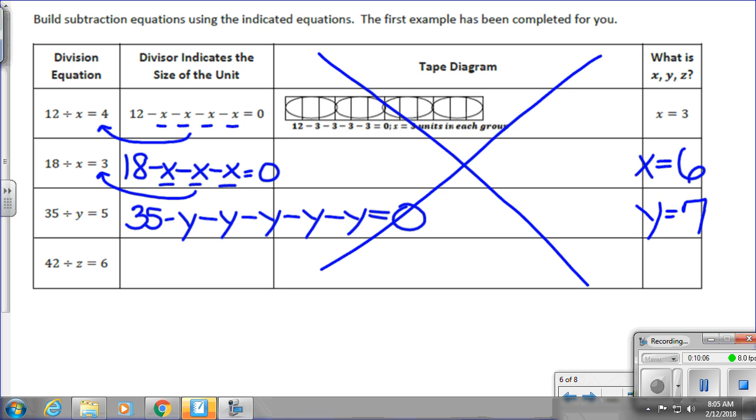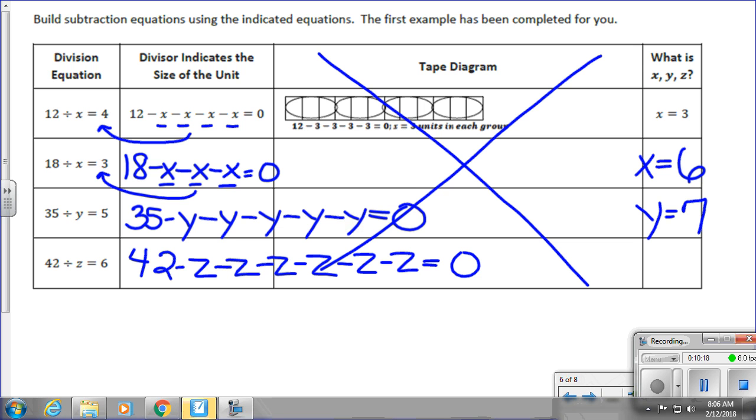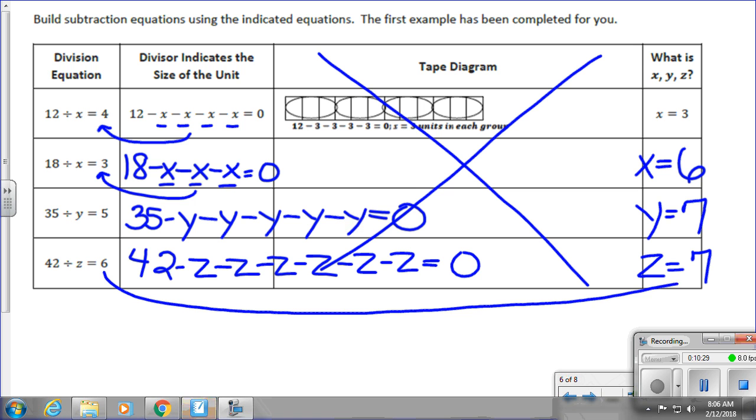Okay, and the last one, how many z's will I subtract? Minus z, 2, 3, 4, 5, 6. Remember, set it equal to 0. And what's the value of each z? 7. And in case you're wondering if you're doing it correctly, if you take what it said it equaled at the beginning and what you say the value of the variable is and multiply those, you will get your beginning answer. 6 times 7 is 42. 5 times 7 is 35. 3 times 6 is 18. And 4 times 3 is 12. It's a double check.